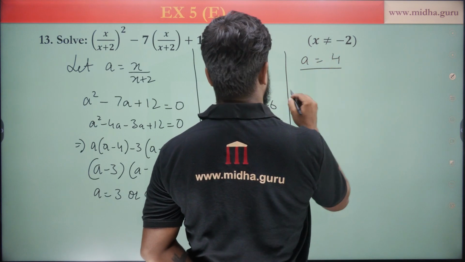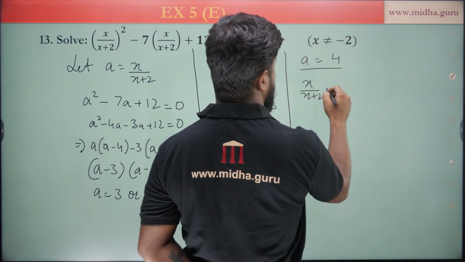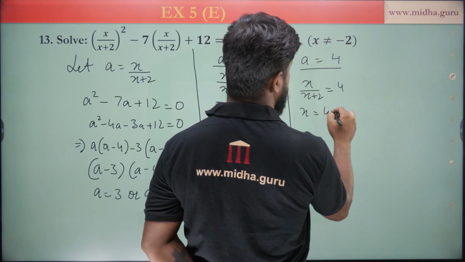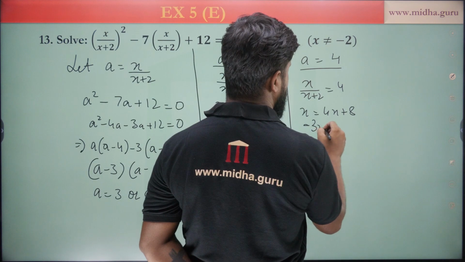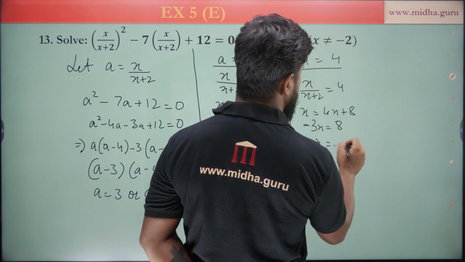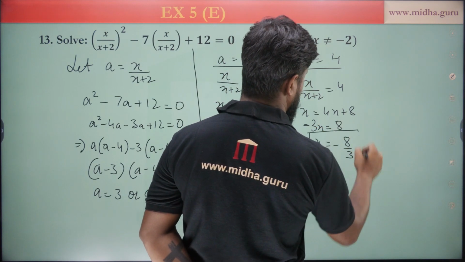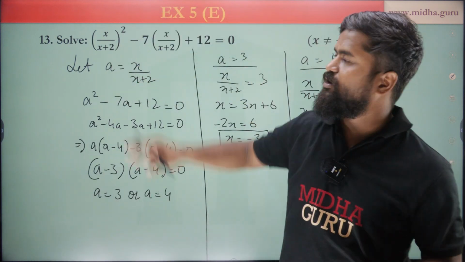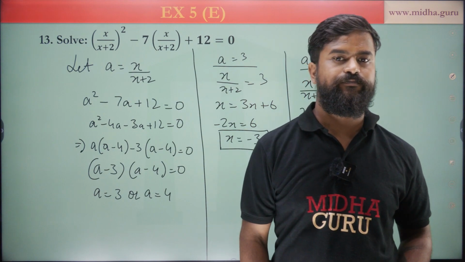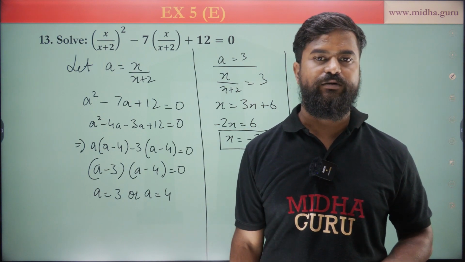Now when a is 4, x by x plus 2 is equal to 4. So x is equal to 4x plus 8. Again I bring 4x to this side, I get minus 3x is equal to 8. So x is equal to minus 8 by 3. So these are the values for x for this particular equation. Now let's move on to the next problem.